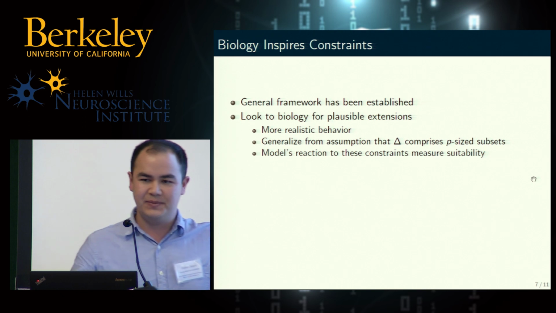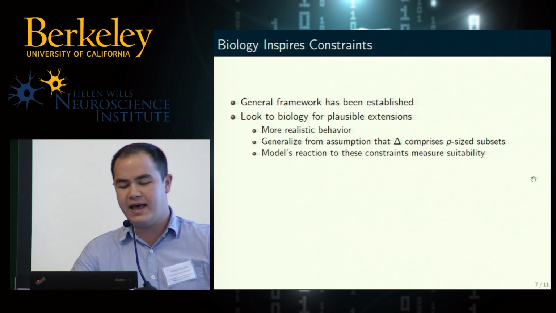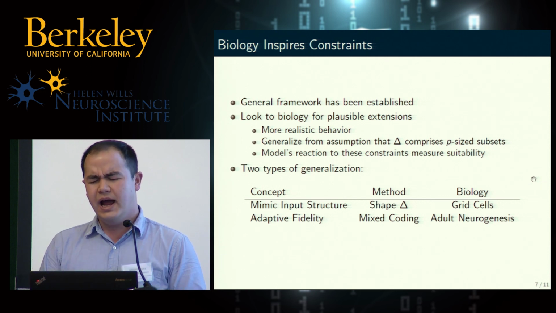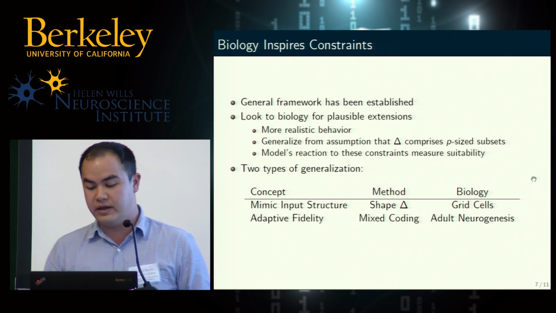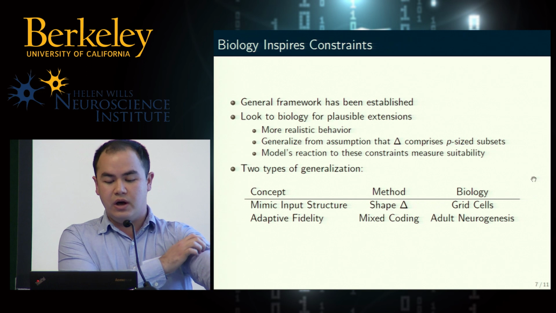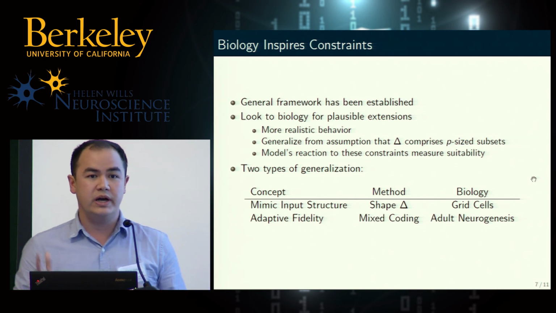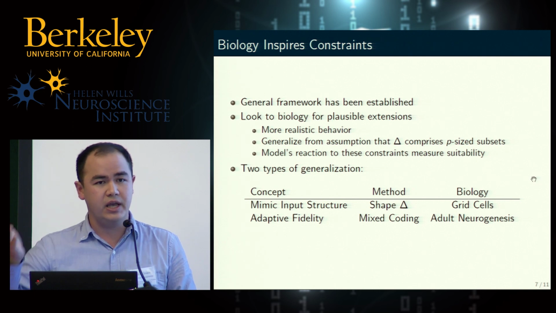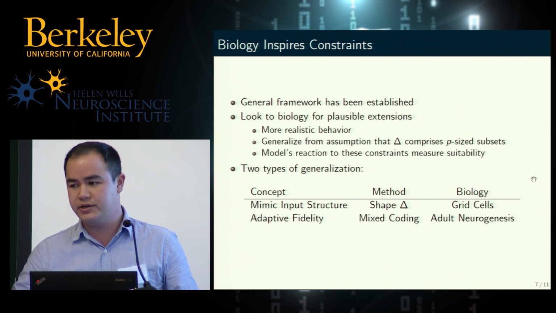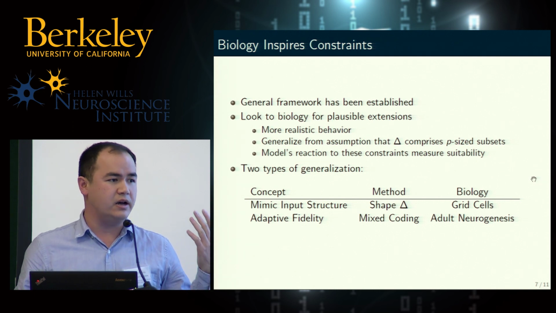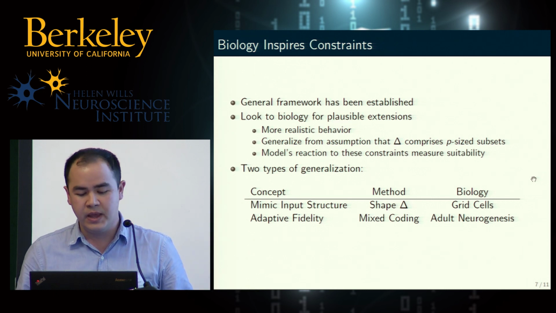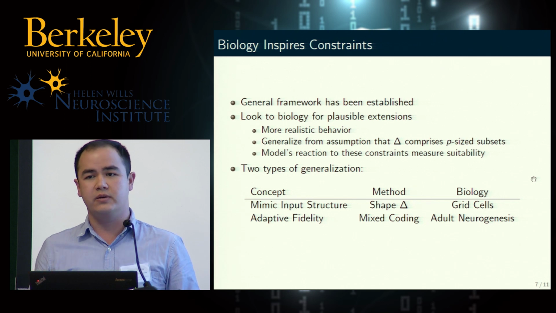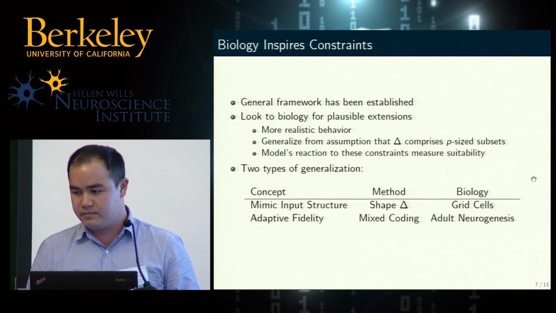The assumption that I talked about with p-size subsets, we'll be able to relax that, and we can see how the model reacts to judge how useful it is. All right. We're going to talk about two types of generalizations really quickly. One, we're going to shape our fidelity over the input structure, and that's inspired by the grid cells in MEC. And the other one is adaptive fidelity via mixed coding method, which is inspired by adult neurogenesis.